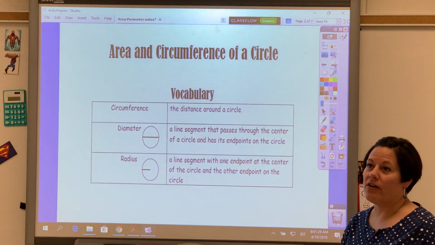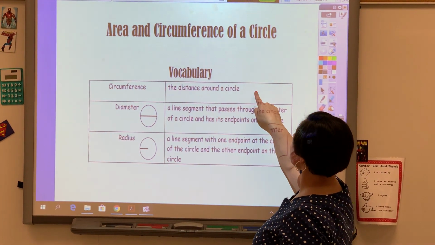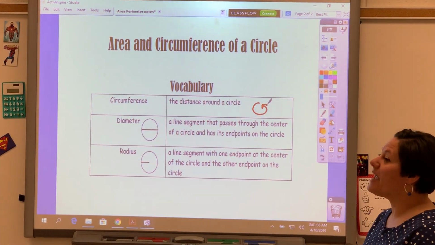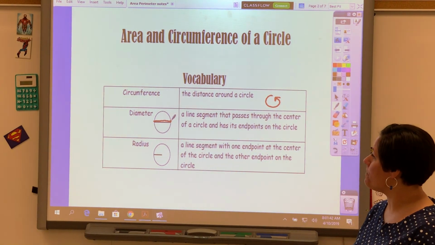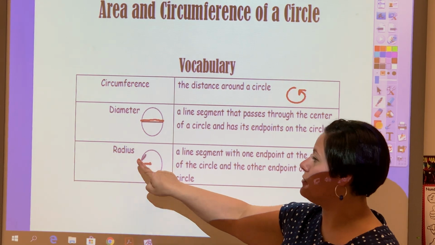Okay, we also have area and circumference of a circle. Circumference is the distance around your circle. The diameter is the length completely across from one side to the other, and then the radius is half of that. It goes from the middle out.